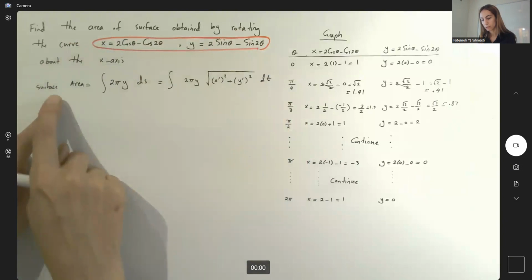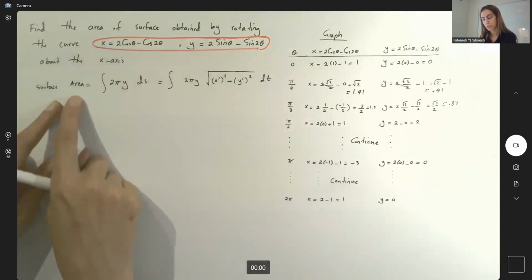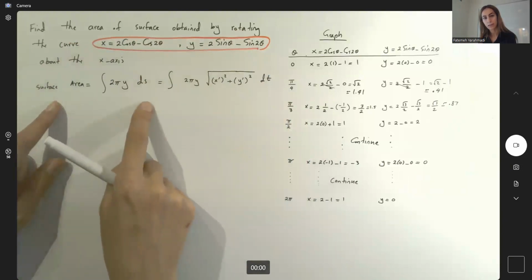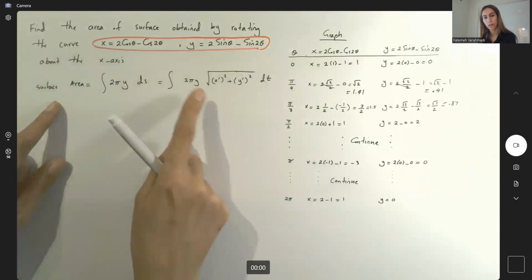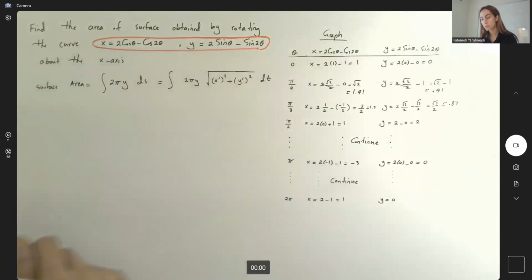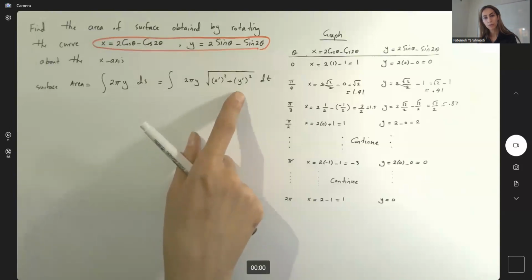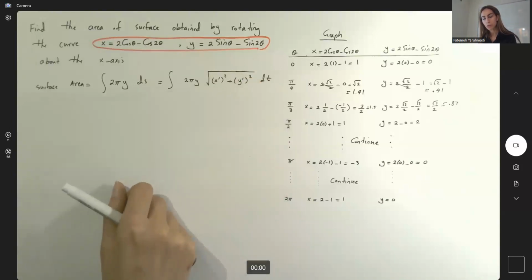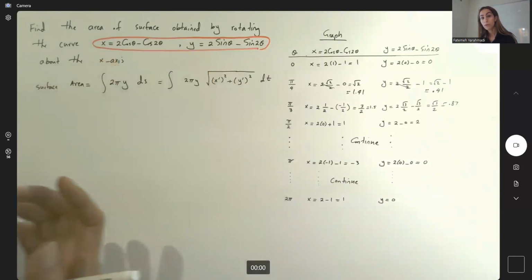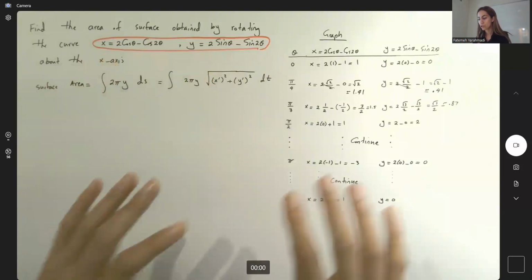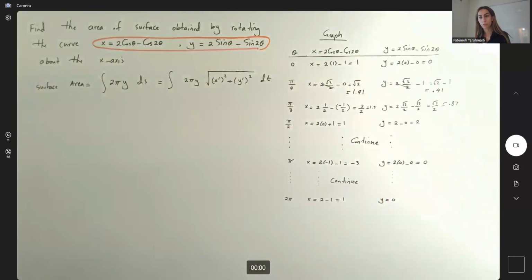The formula for the area of the surface is the integral of 2 pi y ds, or the integral of 2 pi y times the square root of the derivative of x with respect to t squared plus the derivative of y with respect to t squared, and so on. But what is this object? Before using technology, try to write down everything on a piece of paper. You need to feel comfortable about these types of computations.